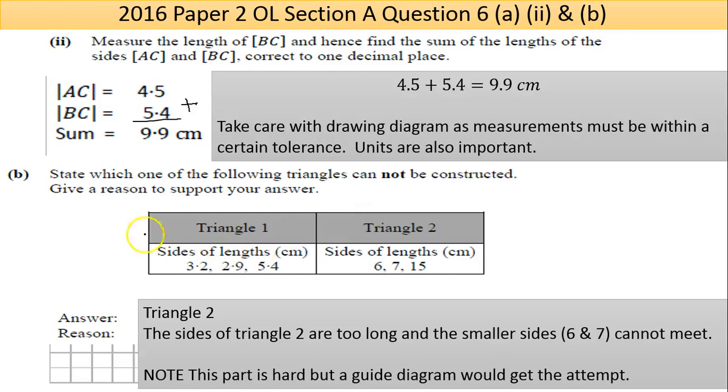And the next thing then, okay, state which one of the following triangles cannot be constructed. Give a reason for your answer. Now, some students this year, they try to draw both triangles. What they would have realized after trying to draw them is that these sides don't ever meet.